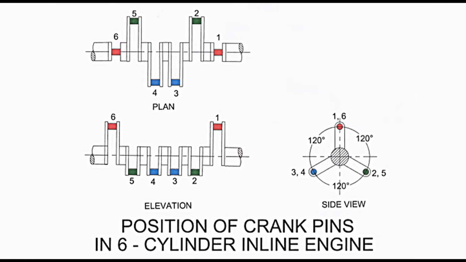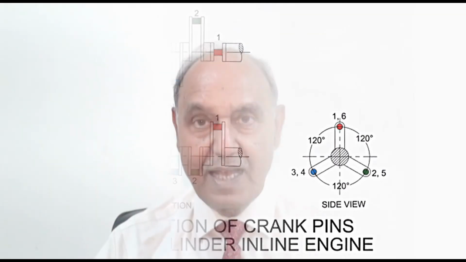As 1-6 reach TDC, the power stroke occurs in cylinder 6 on the rear side, followed by the power stroke in cylinder 3 on the front side. Next, the power stroke occurs in cylinder 5 on the rear side. Because firing or ignition of fuel occurs just before the power stroke, the firing order will be 1-4, 2-6, 3-5. This is the firing order adopted in this situation.